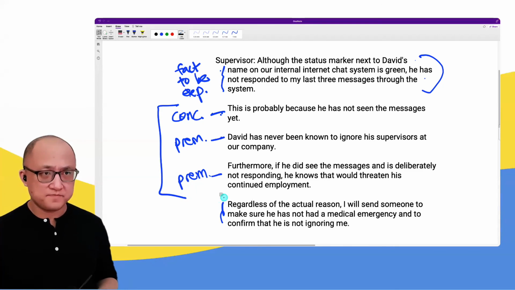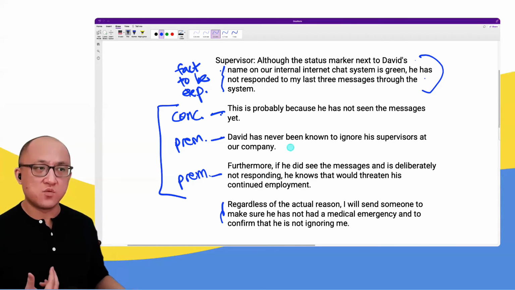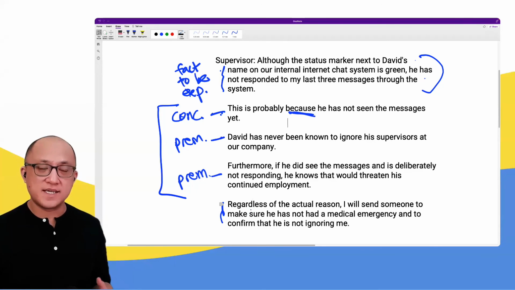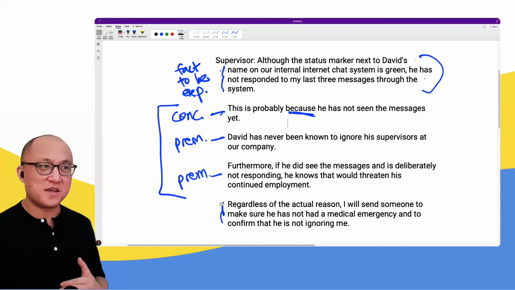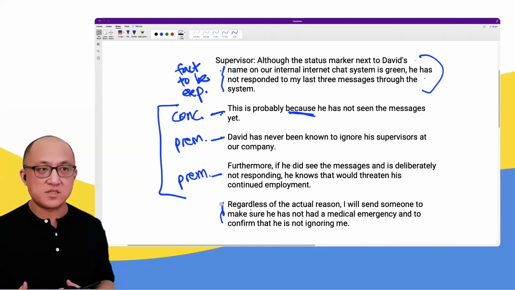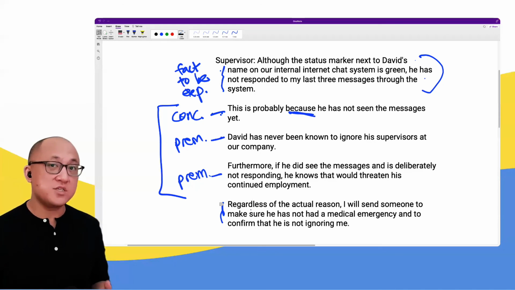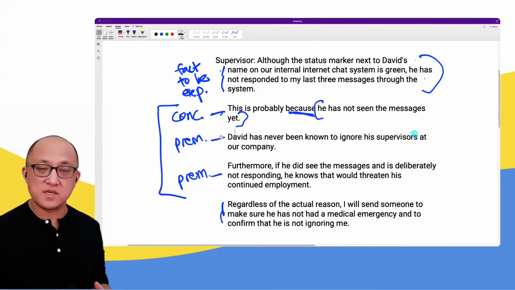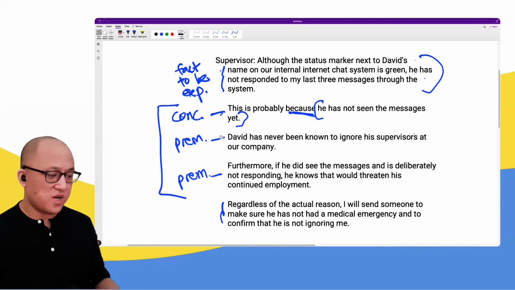This structure, by the way, is very confusing because the word because here, in other contexts, does indicate a premise, right? Because the word because, like I just said, can mean since. But there is another use of the word because, which is its causal sense, like a causal explanation sense of because. And when that happens, the thing after the because is not necessarily a premise. So because he has not seen the messages yet, that's not being offered to prove anything else. So that's why it's not a premise.